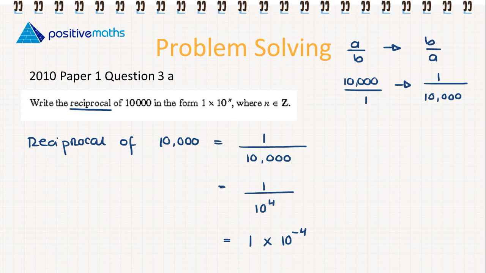So just noting that if we have 1 over x to the power of 2, that's equal to x to the power of minus 2. So if we have 1 over 10 to the power of 4, that's going to be equal to 1 multiplied by 10 to the power of minus 4.